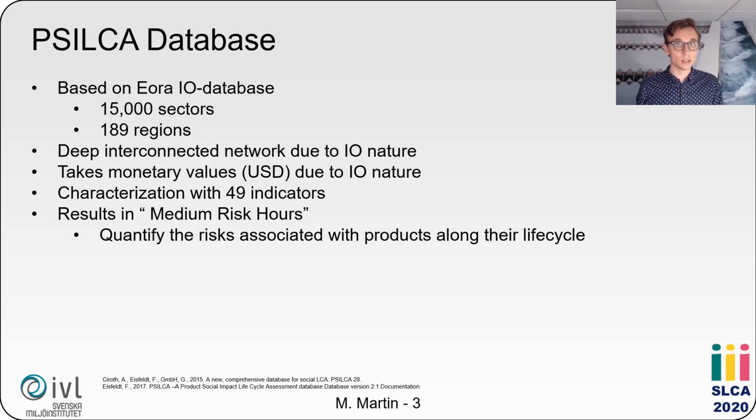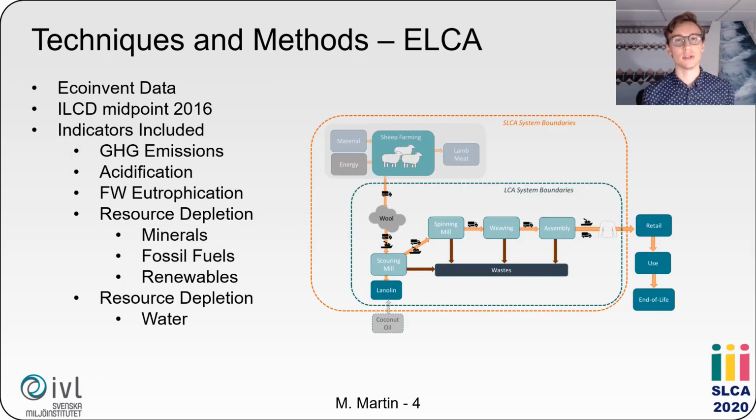The characterization that is included with the PSILCA database has 49 indicators, and the results are shown in medium risk hours. And these medium risk hours quantify the risk associated with products along their life cycle. For the methods of the ELCA, we used, as mentioned earlier, the EcoInvent data based on the ILCD midpoint H 2016. We included 5 indicators: greenhouse gas emissions, acidification, freshwater eutrophication, resource depletion, covering minerals, fossil fuels, renewables, and then also resource depletion for water.